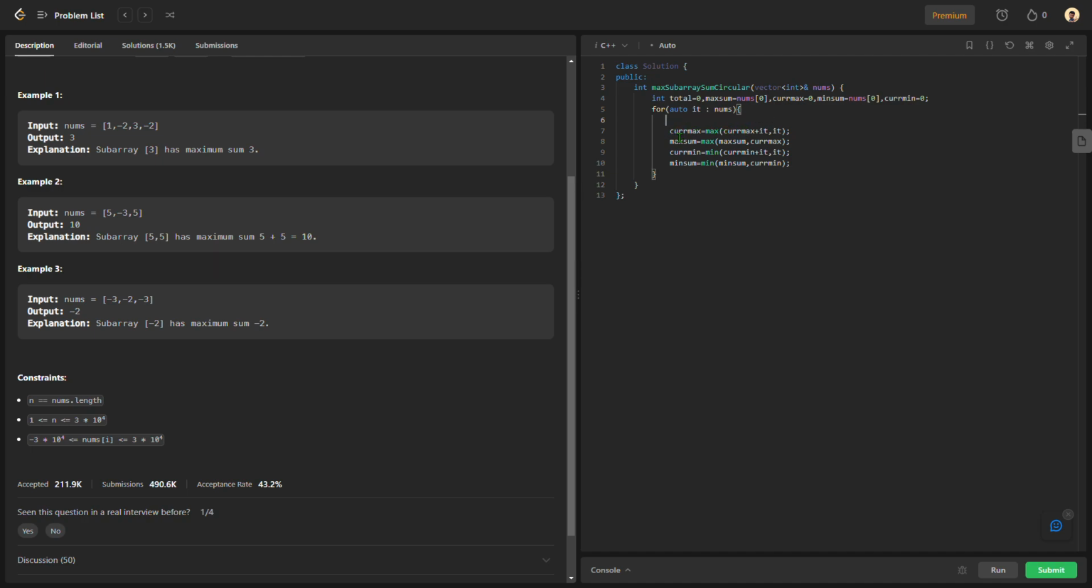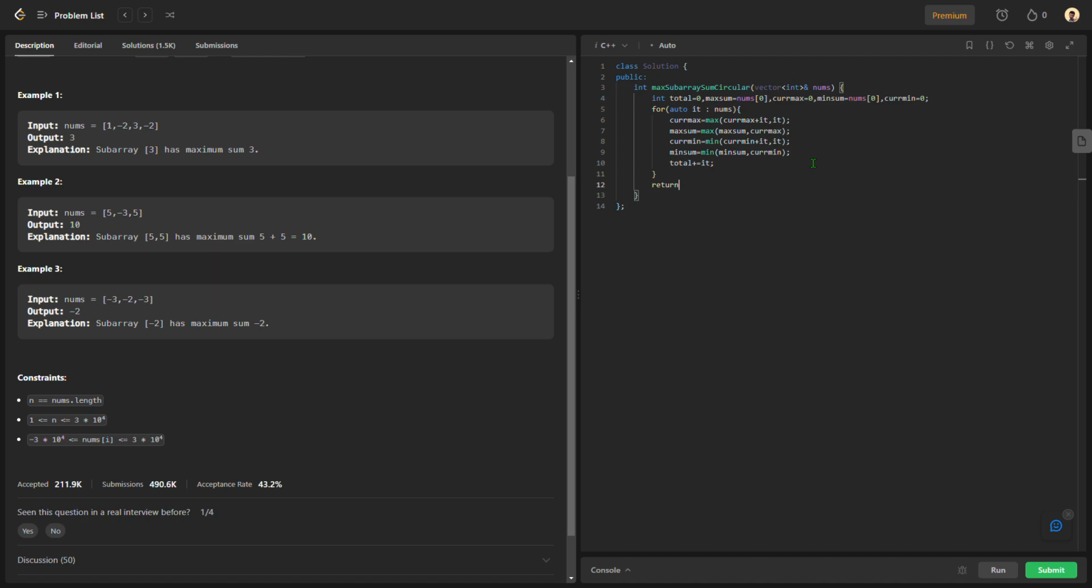Please remember that. Total stores everything. Total says give me everything. Total plus equals IT, so it would be carrying the sum of the whole array. Now comes the main part.